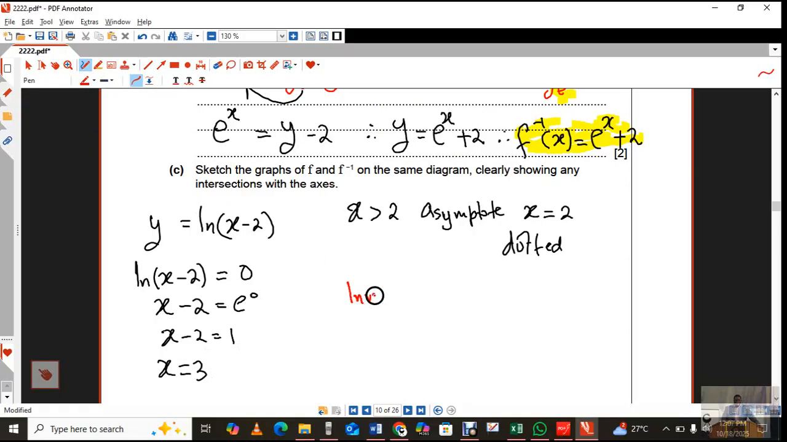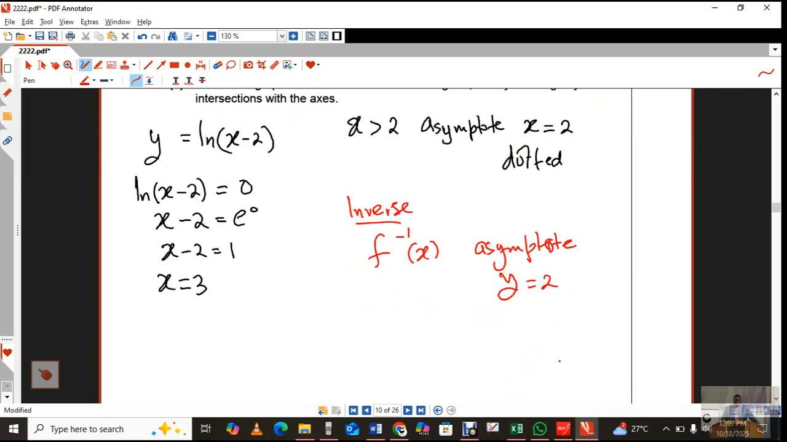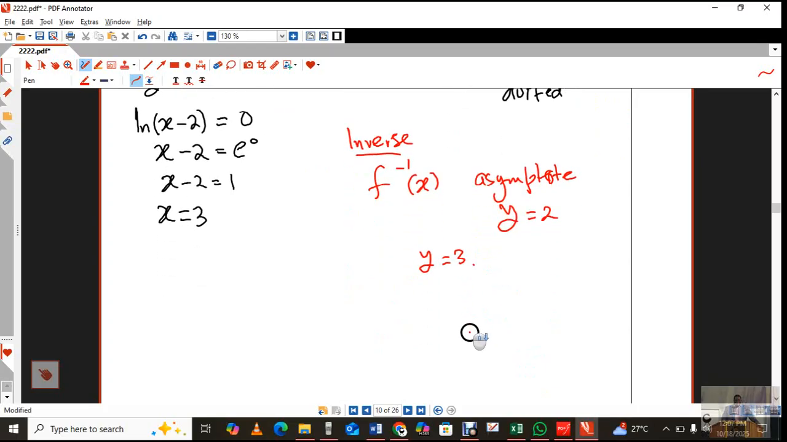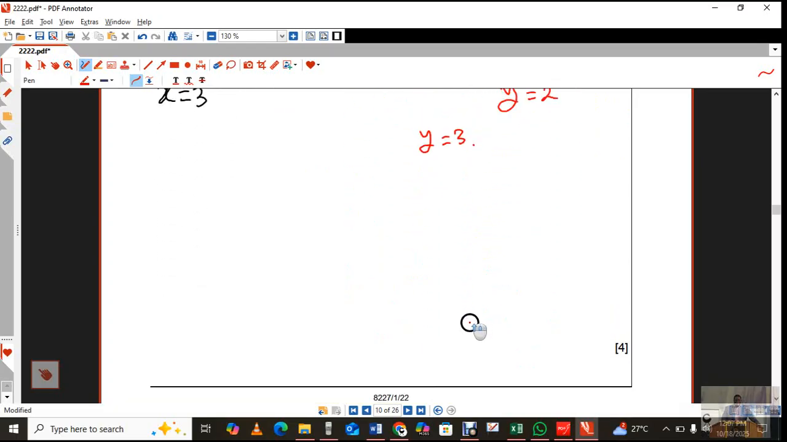So this inverse graph will have an asymptote at y equals 2. So I'm going to draw a dotted line there as well. And it will cut the y-axis at y equals 3. These are very important things that you need to take into consideration.